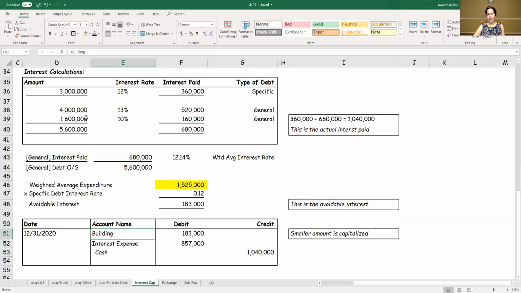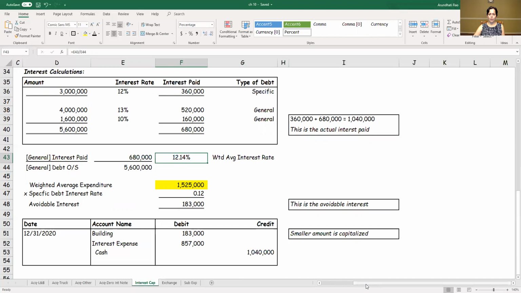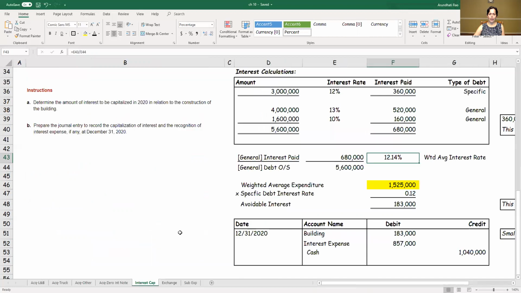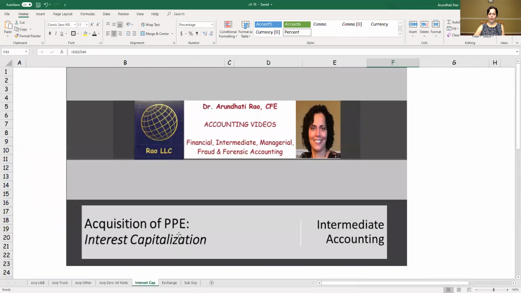And in a lot of cases, the company may not have that at all. They just have the general debt, in which case you need to calculate this weighted average interest rate. So if the company did not have specific debt, if let's say, for instance, even this was general, then we take all these numbers and calculate the weighted average rate. So this is another example of valuation of an asset, all the items that get capitalized. This is interest capitalization, and it is a very important aspect of self-constructed assets in particular.